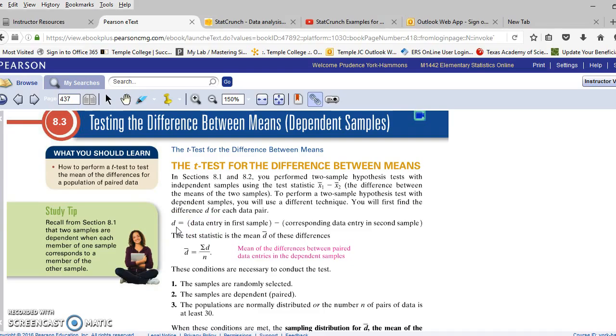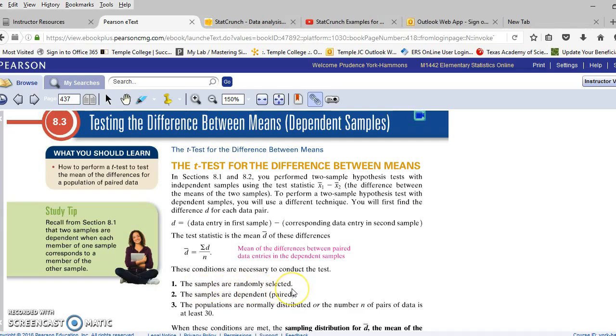So that would be kind of an example of finding a value for D. Now, if you had 30 weightlifters, then you would find those differences and you would take the average, that's D bar, the average or mean of the differences between paired data entries. So we would add up all the differences, one for each person in the treatment, and then divide that by N.